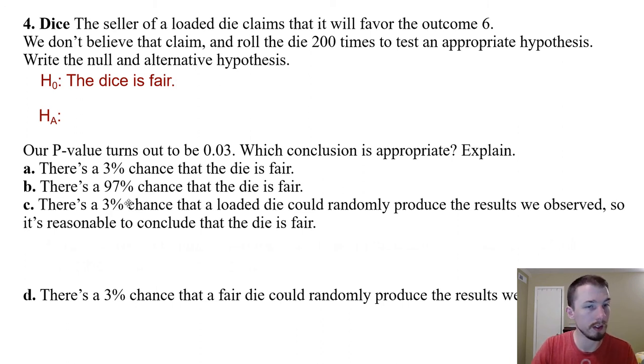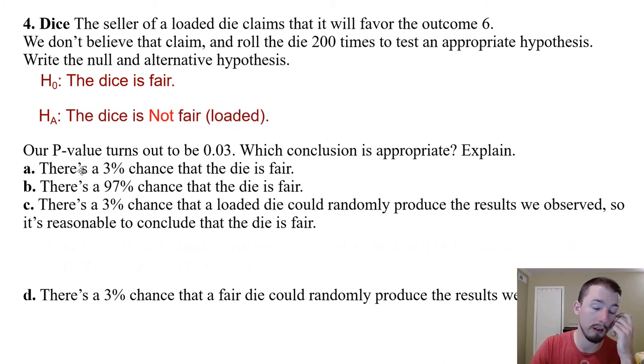The alternative is that the dice is not fair, which means that the probability of rolling a 6 would actually be higher than 1 out of 6. So that it's not fair, that's loaded. Our p-value turns out to be 3%. So which conclusion is appropriate?